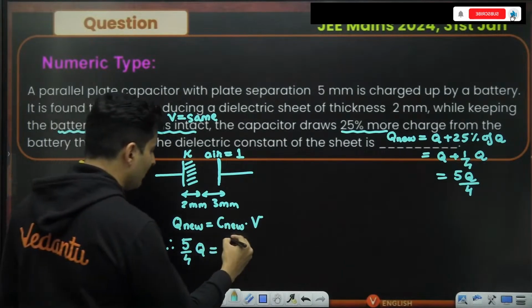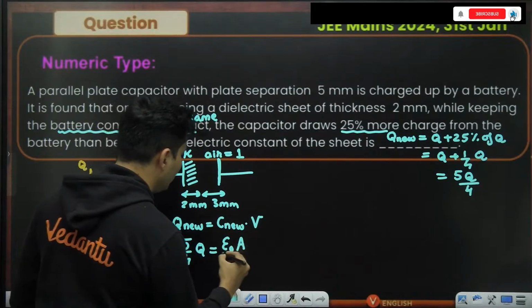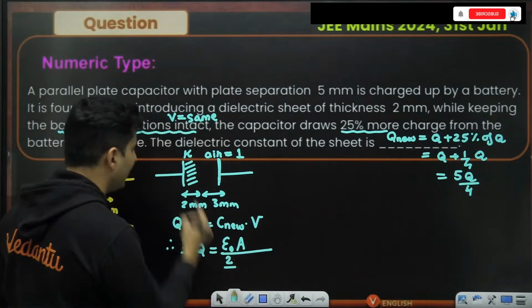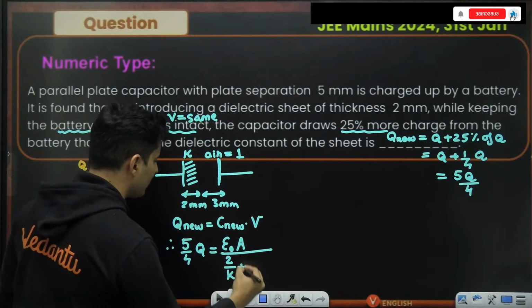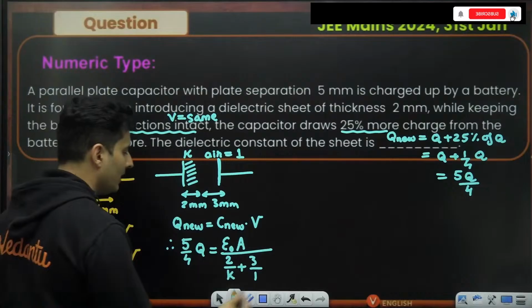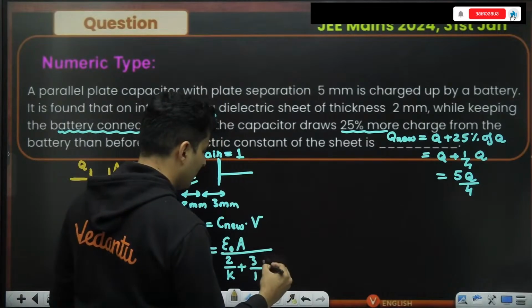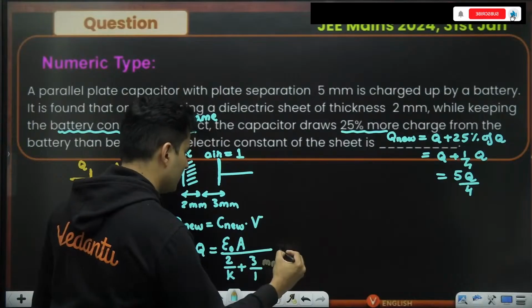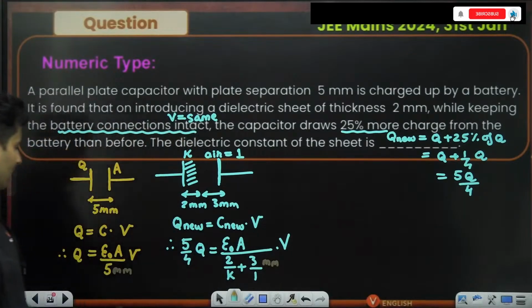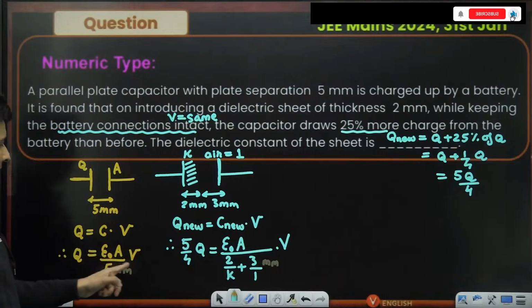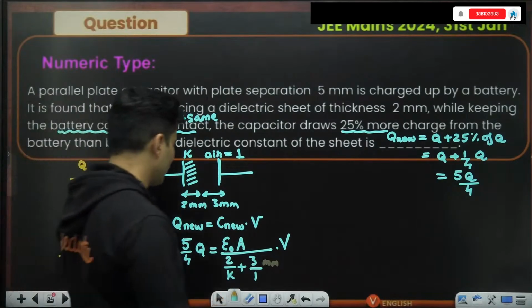The new capacitance will be epsilon naught A divided by 2 divided by K, which is unknown, plus 3 divided by 1, since K for air is 1. All these things are again in millimeters, of course. And of course, we have the voltage to multiply it. Wait a minute, I can see Q over here. Q is epsilon naught AV by 5, so why not substitute it?